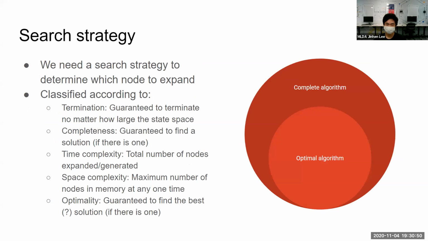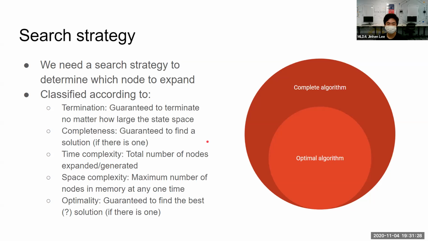And the third and fourth are usually the most important parameters that we care about, which are time and space complexity. So time complexity is kind of proportional to the number of nodes that we expand or generate. And space complexity is related to the memory, which is the maximum number of nodes stored in memory, which can be your stack or queue at any one time. And finally is optimality, which means that your algorithm is guaranteed to find the best solution if there is one. Okay, so now we can think about the relationship between complete and optimal algorithms.